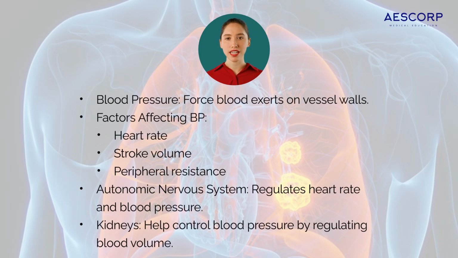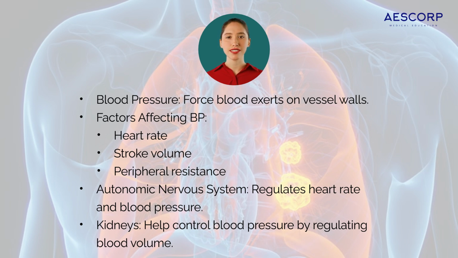Blood flow is regulated by blood pressure, which is the force that blood exerts against the walls of blood vessels. Blood pressure is controlled by factors like heart rate, how fast the heart beats; stroke volume, the amount of blood the heart pumps with each beat; and peripheral resistance, the resistance to blood flow in the smaller arteries and arterioles.